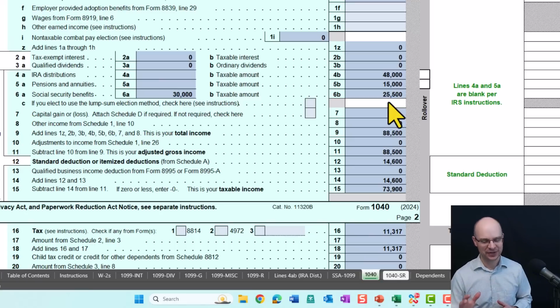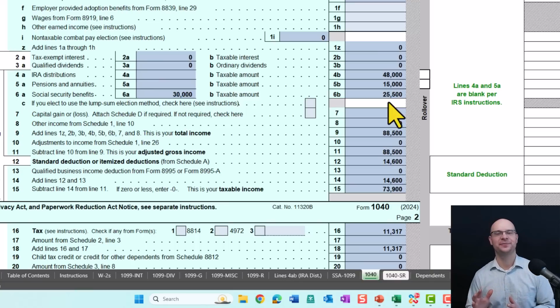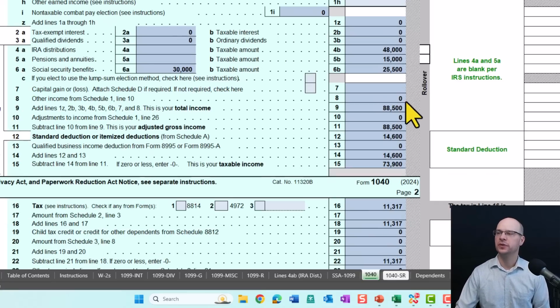Now, this adds some more complexity when you think about withholding, because if some of your Social Security benefits are tax-free, well, how does that translate into what you should be withholding for federal income tax? We'll come back to that in a moment. But we add all these up, we get $88,500 for gross income, adjusted gross income on line 11. In this case, Robert's going to take a standard deduction.